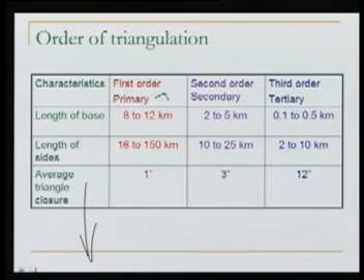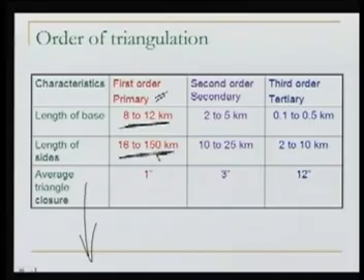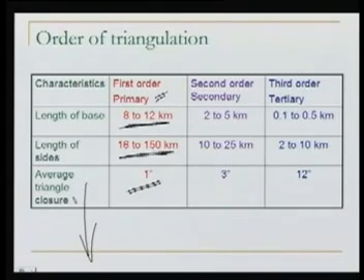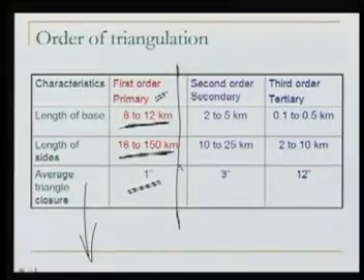The first order is the most accurate, and it is used to establish the shape and size of the earth in that part of the world, that part of the country, very accurately. Generally, these are very, very large triangles, with a base length of the order of 8 to 12 kilometers. The sides may be 16 to 150 kilometers, and these have to be very accurate. One measure of accuracy is that the average triangle closure should not be more than 1 second. So we have these specifications for the first order, or primary triangulation, which is very accurate.